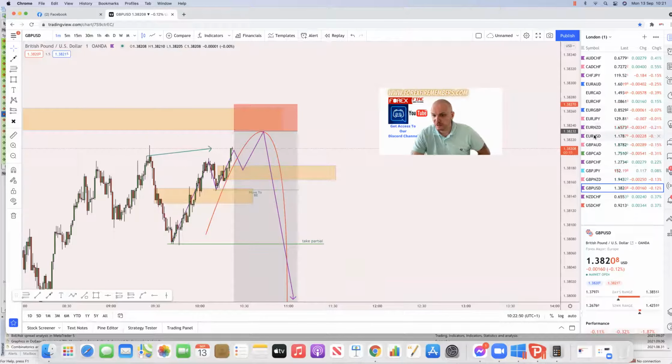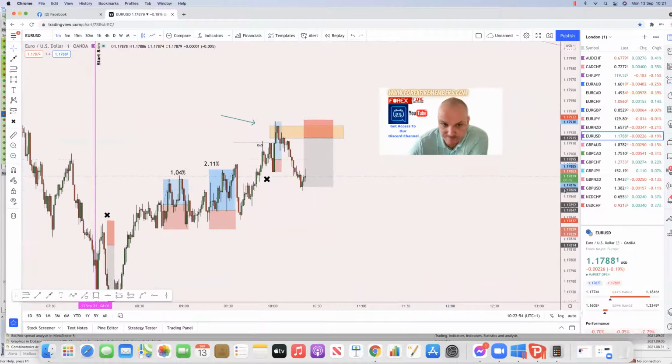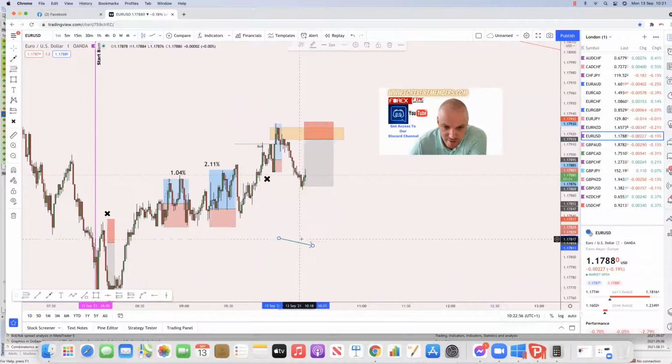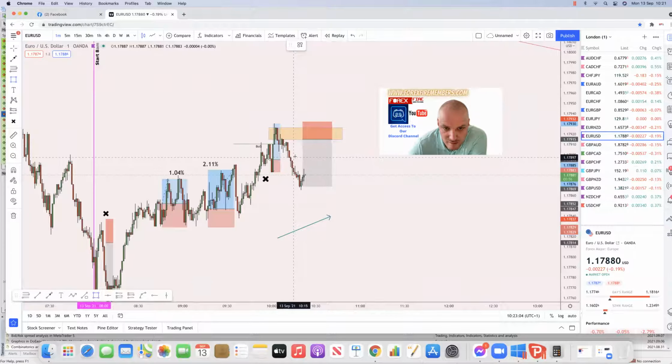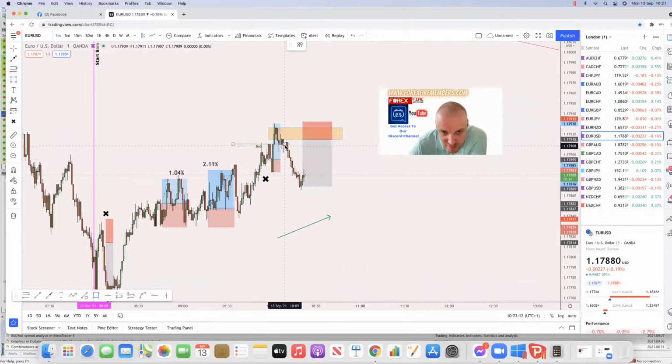Let's go back to Euro USD. Forex Fire Magic Wand. Again, we're starting to get the pull back up. Let's just take a look.